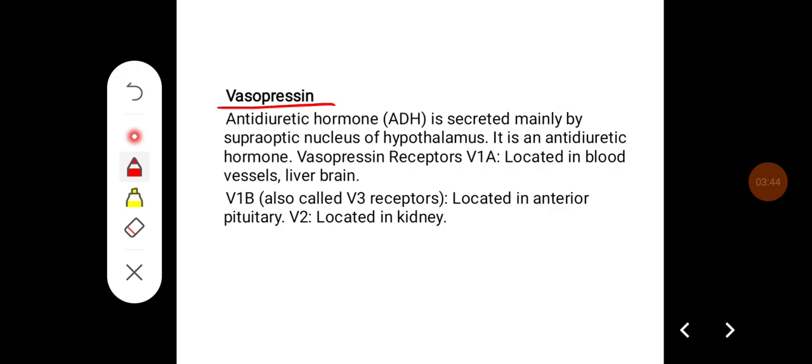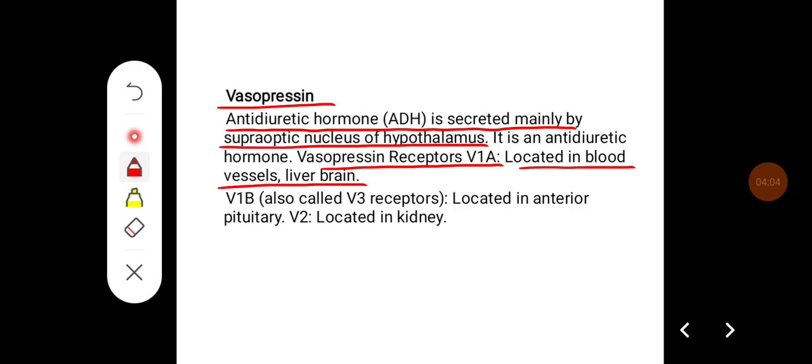Another hormone secreted is vasopressin, which is also called antidiuretic hormone, secreted mainly by the supraoptic nucleus of the hypothalamus. It has different receptors: vasopressin receptors V1A, which are located in the blood vessels, liver, and brain. There are also V1B receptors, which are also called V3 receptors, located in the anterior pituitary, and V2 receptors, which are mainly located in the kidney.